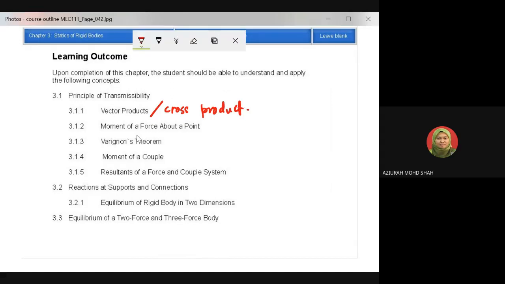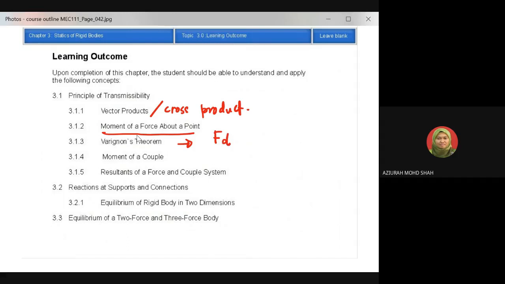Why we need to know vector product first, because this is the basic concept of explaining what is moment. Sebab tu lepas tu baru kita cerita tentang moment of a force about a point. First you have to know dululah vector product ni jadi apa. Daripada situ barulah kita tahu apa itu moment, and from here we are going to apply the Varignon theorem.